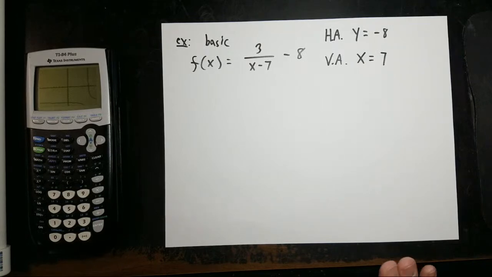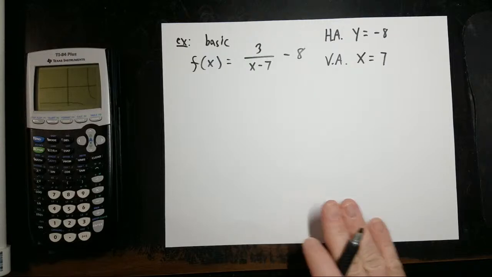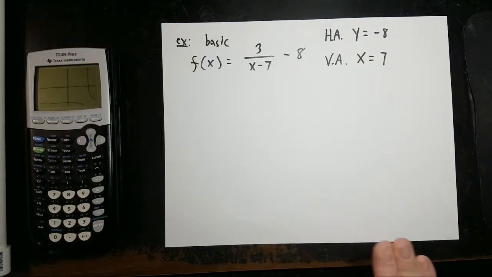Again, horizontal. Remember your "hoi vux." Horizontal asymptotes are always y equals. Vertical asymptotes are always x equals. "Hoi vux." This may be all the information that I really need.